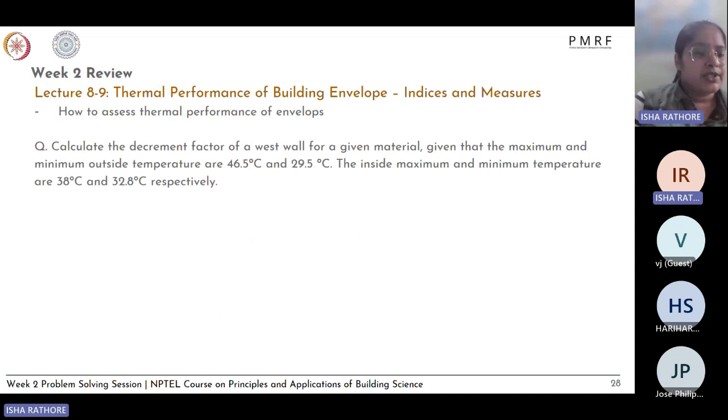So the question is to calculate the decrement factor for a west wall for a given material. We are given the maximum and minimum outside temperatures as 46.5 degrees centigrade and 29.5 degrees centigrade, and the inside maximum and minimum temperatures are 38 degrees and 32.8 degrees centigrade respectively. So you just need to calculate the decrement factor. This is just the inside maximum minus minimum divided by the outside maximum minus minimum temperatures. So I will pause here so that you can solve the questions.